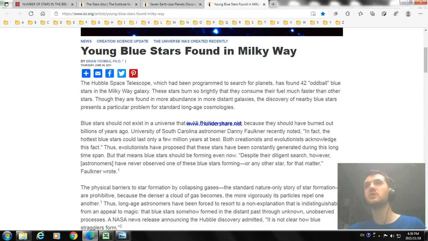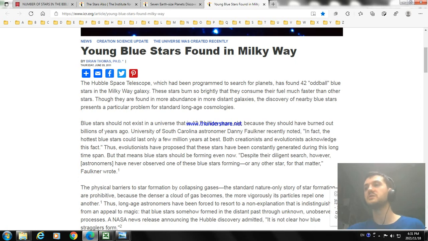These stars burn so brightly that they consume their fuel much faster than other stars, and they are found more abundantly in distant galaxies. Discovering nearby blue stars presents a particular problem in certain long-range cosmologies. Blue stars should not exist in the universe if it is 13.7 billion years old, because they should have burned out billions of years ago. University of South Carolina astronomer Danny Faulkner recently noted that in fact, the hottest blue stars could last only a few million years at best. Both creationists and evolutionists acknowledge this fact.